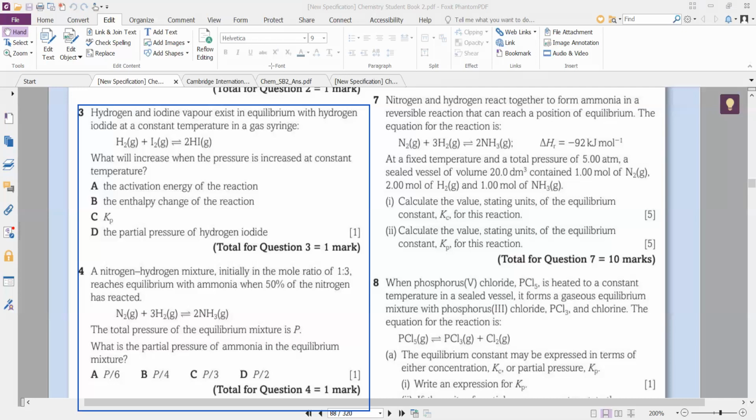Okay, with the answers. Hydrogen and iodine vapor exist in equilibrium with hydrogen iodide at constant temperature in a gas cell. What will increase when the pressure is increased at constant temperature? So you are going to increase the pressure, so the Kp, no. Again, activation energy won't change, enthalpy change won't change. Partial pressure of hydrogen.